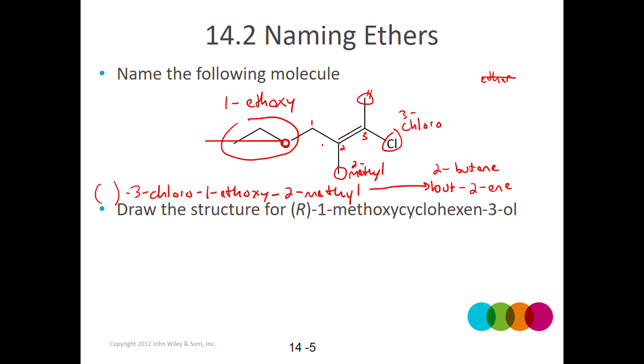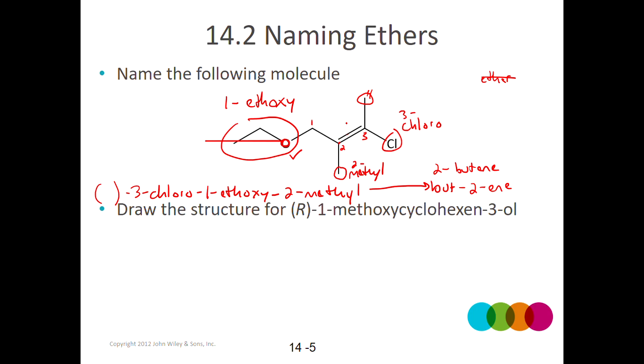In general, anytime we're numbering the parent chain, we want to give all the substituents the lowest numbers possible. But when certain substituents are given a priority, we want to focus more on them and make sure that substituent has the lowest number possible when numbering the parent chain.